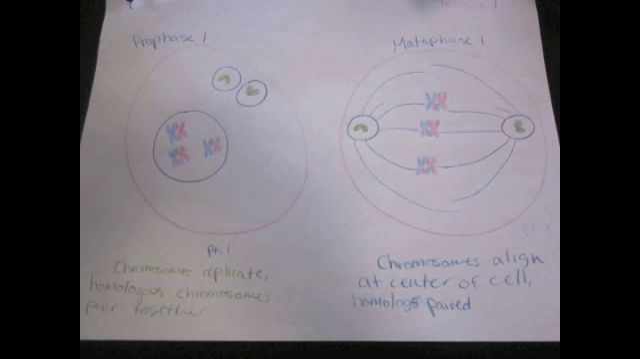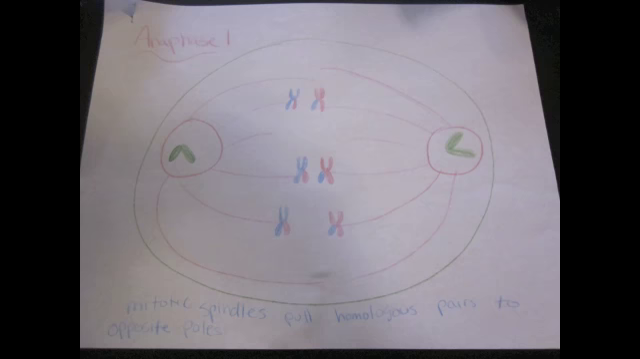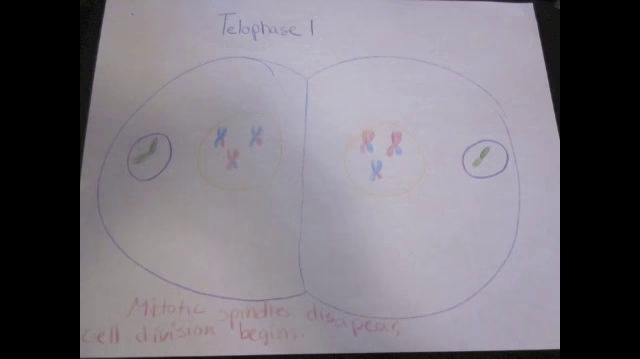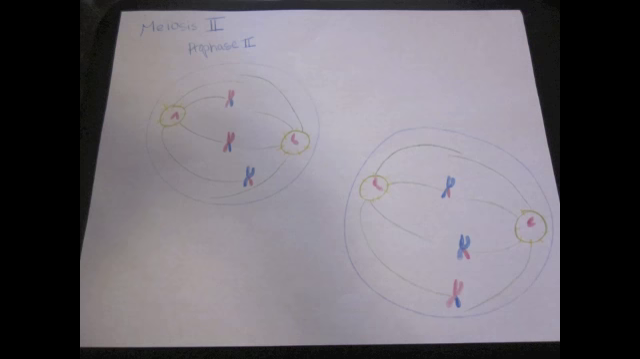In prophase 1, chromosomes replicate, homologous chromosomes are paired together, and in metaphase 1, chromosomes align at the center of the cell. In anaphase 1, mitotic spindles pull homologous pairs to opposite poles, and in telophase 1, mitotic spindles disappear and cell division begins. In prophase 2, the DNA that remains in the cell begins to condense and form short chromosomes. Each chromosome pair has a centromere.